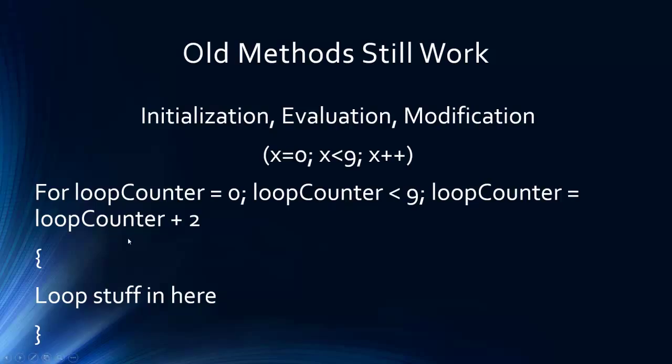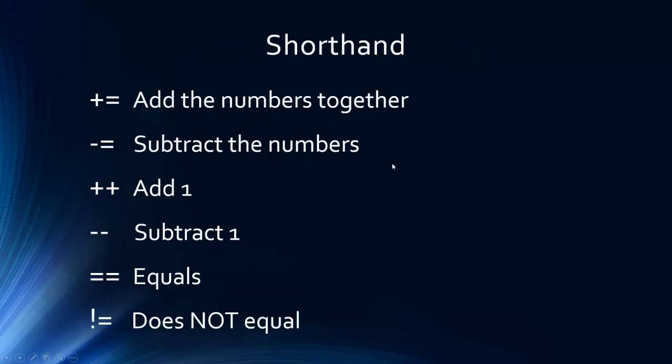All right, and instead of doing loop counter plus 2, we can typically do shorthand. You see shorthand here, x plus plus. So if I do plus equals, it means add the numbers together. And if I do minus equals, it means subtract the numbers. If I do plus plus, it means add 1. If I do minus minus, it means subtract 1. Equals equals means it equals. And then exclamation point equals means does not equal.